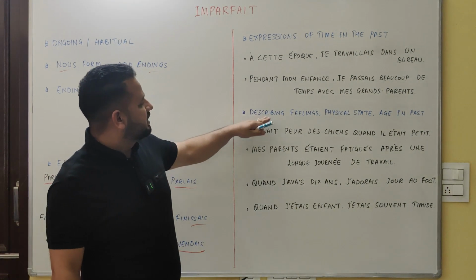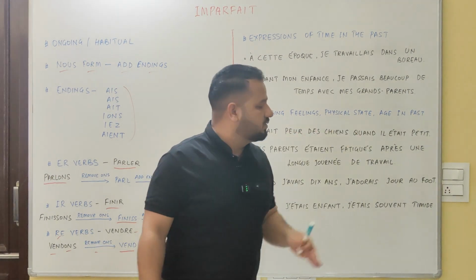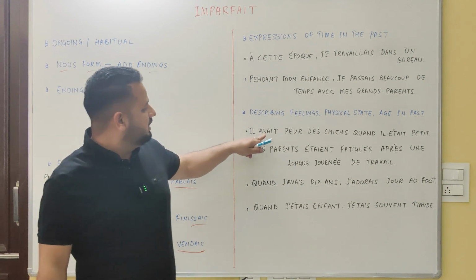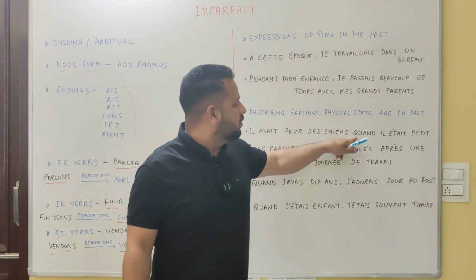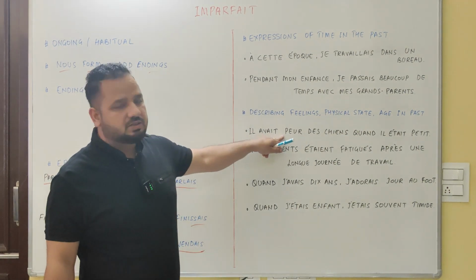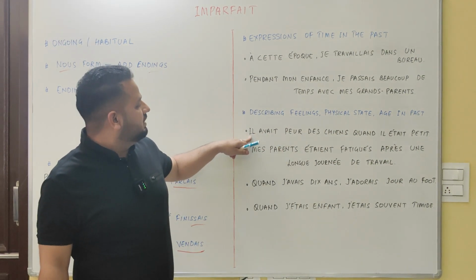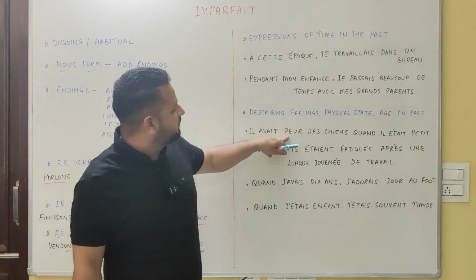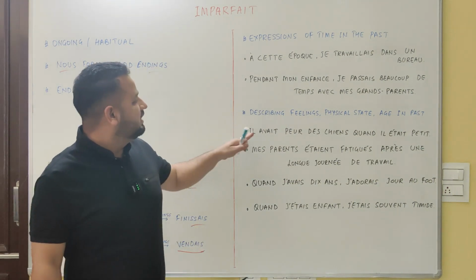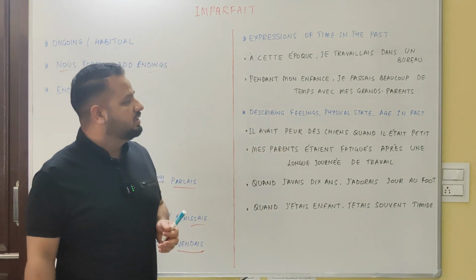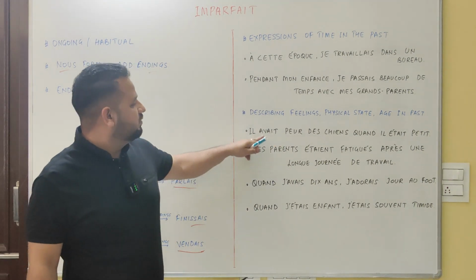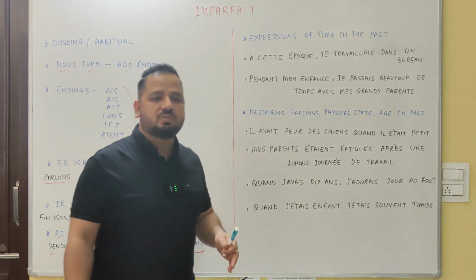Then the next condition is describing feelings, physical state or age in the past. For example, il avait peur des chiens quand il était petit. Il avait peur, this is a vague expression. He was afraid of dogs when he was little.